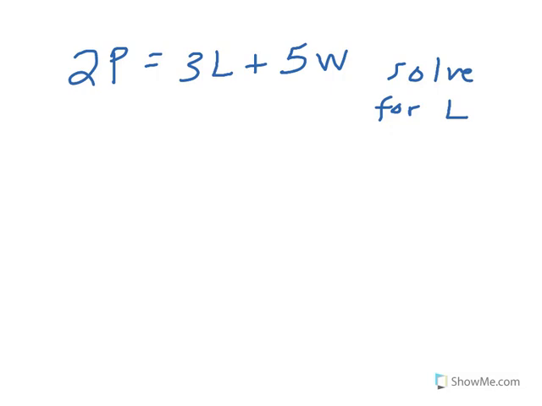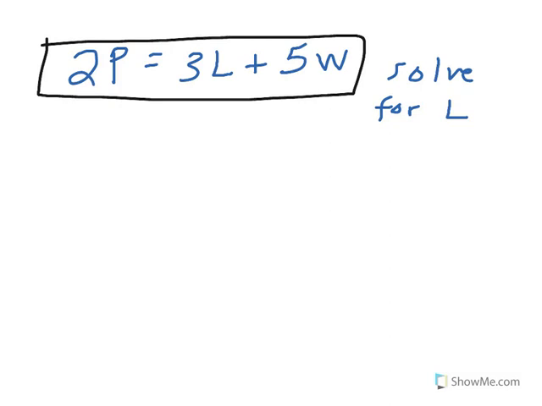Now here I'm given an equation. I don't really know what it means. It looks like it might have to do with perimeter and length and width, but I don't have a specific scenario to attach it to. But it says solve for L. Now what that means is we need to get L by itself.